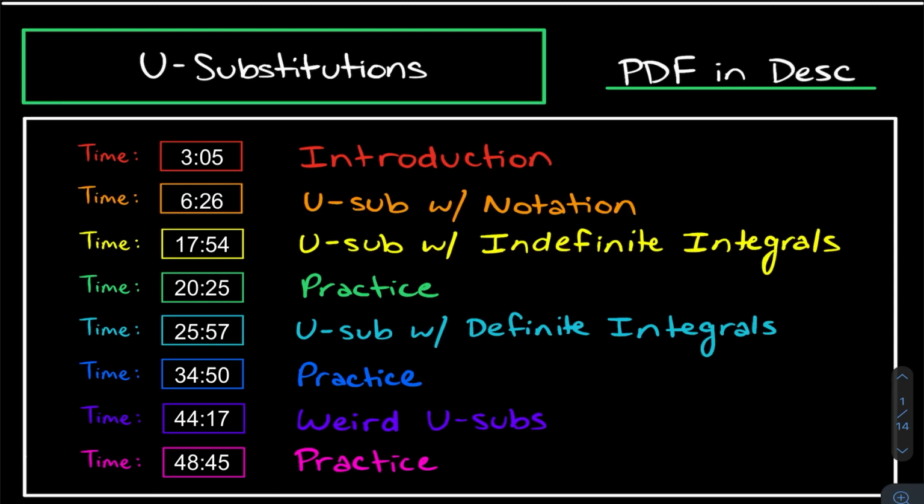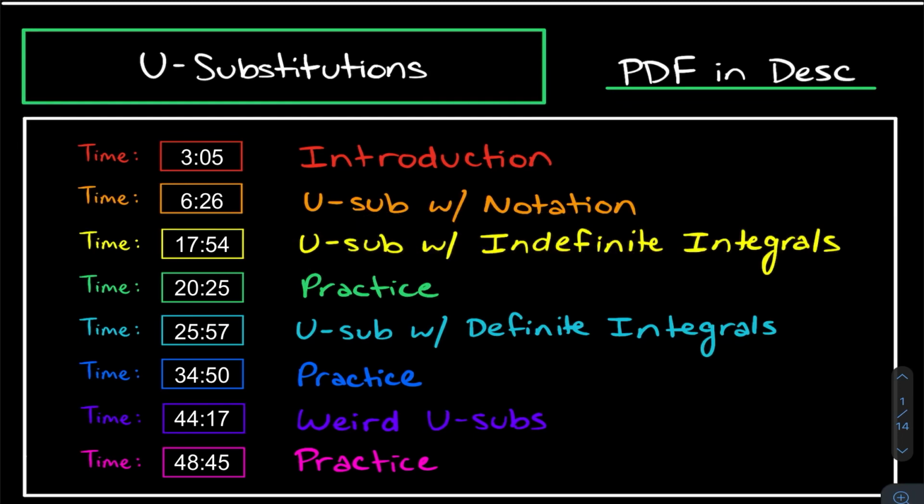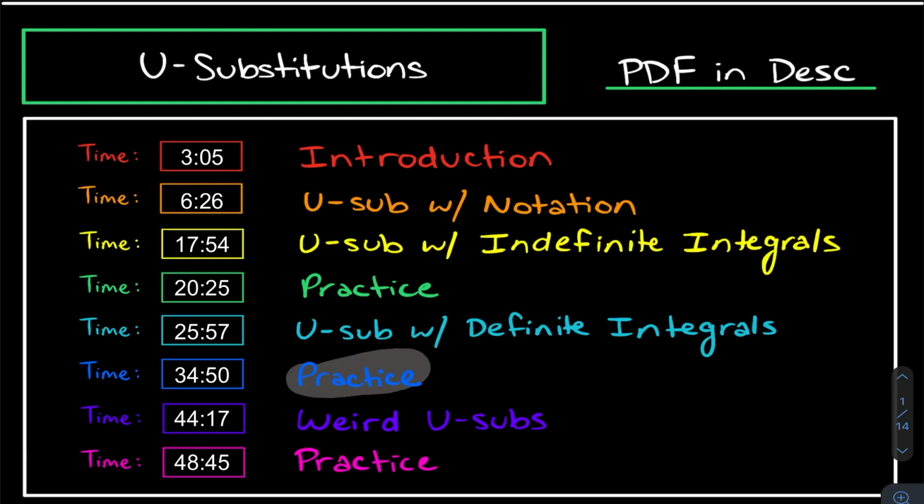I want you to be comfortable with that before we hop into the loads of practice that I've packed into this video. So we're going to do first U-substitutions with indefinite integrals, and we'll do some practice there. Right, so integrals that don't have those numbers on them, integrals where you're not using the fundamental theorem of calculus. And then we're going to get into U-substitutions with definite integrals. These are integrals where we do have those bounds, and we're plugging them in at the end. It's like indefinite integrals, but one step further, okay? And then we'll do some practice there.